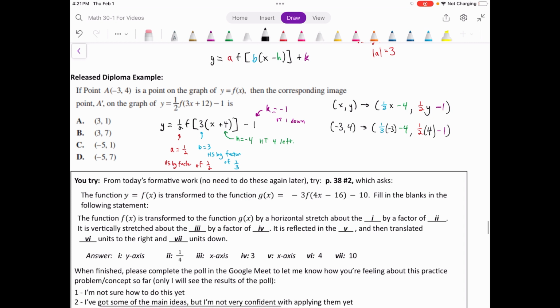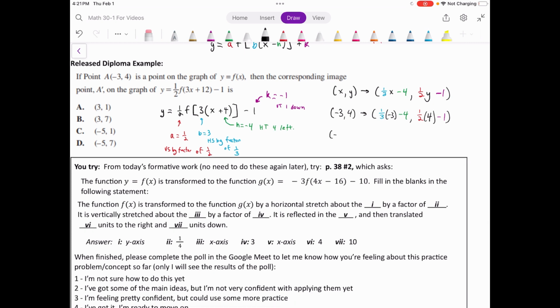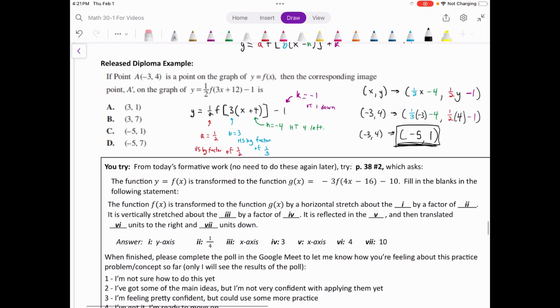Okay, and now we just got to do the math on that to figure out where -3, 4 actually ended up. So 1/3 of -3 is -1, right? 1/3 times -3 is -1. -1 minus 4 is -5. And then for this one, 1/2 times 4 is 2. 2 minus 1 is +1. So it looks like our point ended up at -5, 1, which is option C.